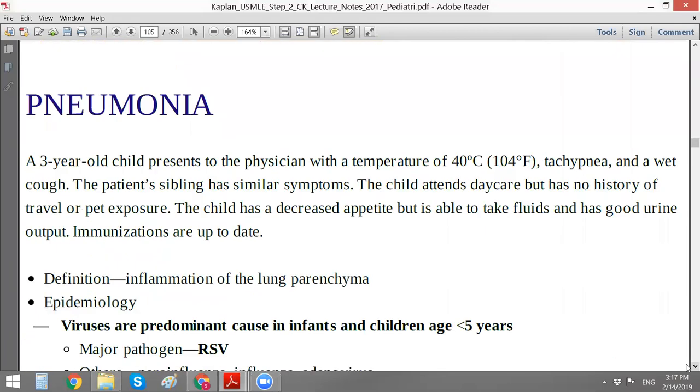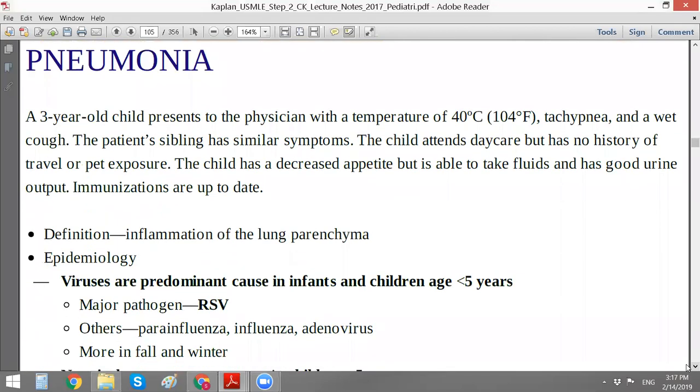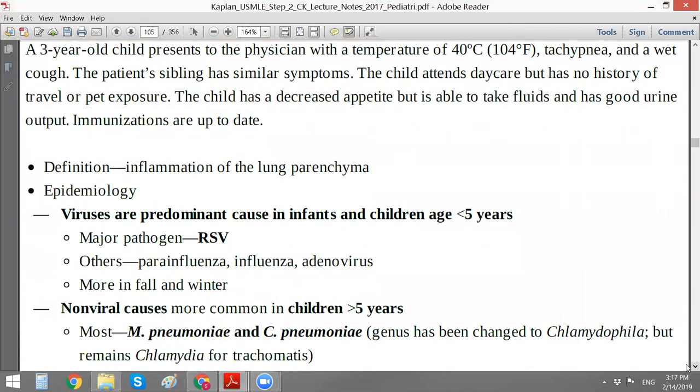Now our chapter is not finished. Pneumonia: a 3-year-old child presents with a temperature of 40, tachypnea, and a wet cough. The patient's sibling has similar symptoms. The child attends daycare but has no history of travel or fat exposure. Decreased appetite but is able to take fluids, has good urine output. Immunizations are up to date.